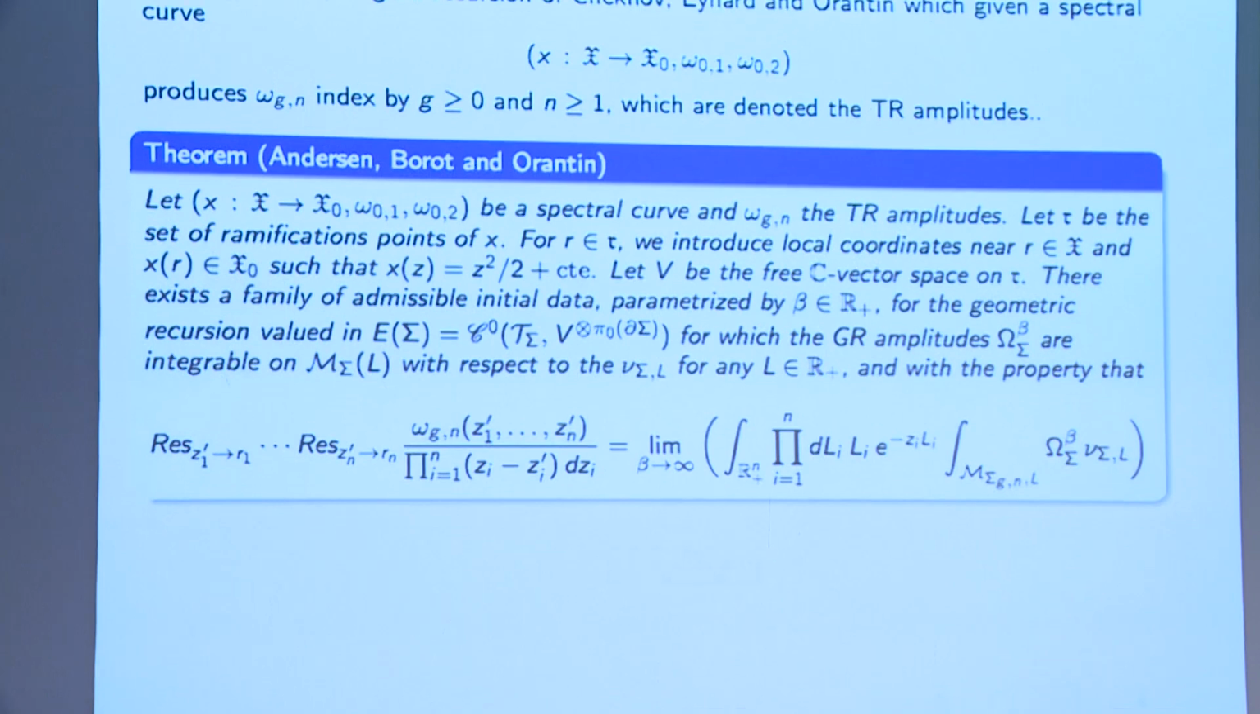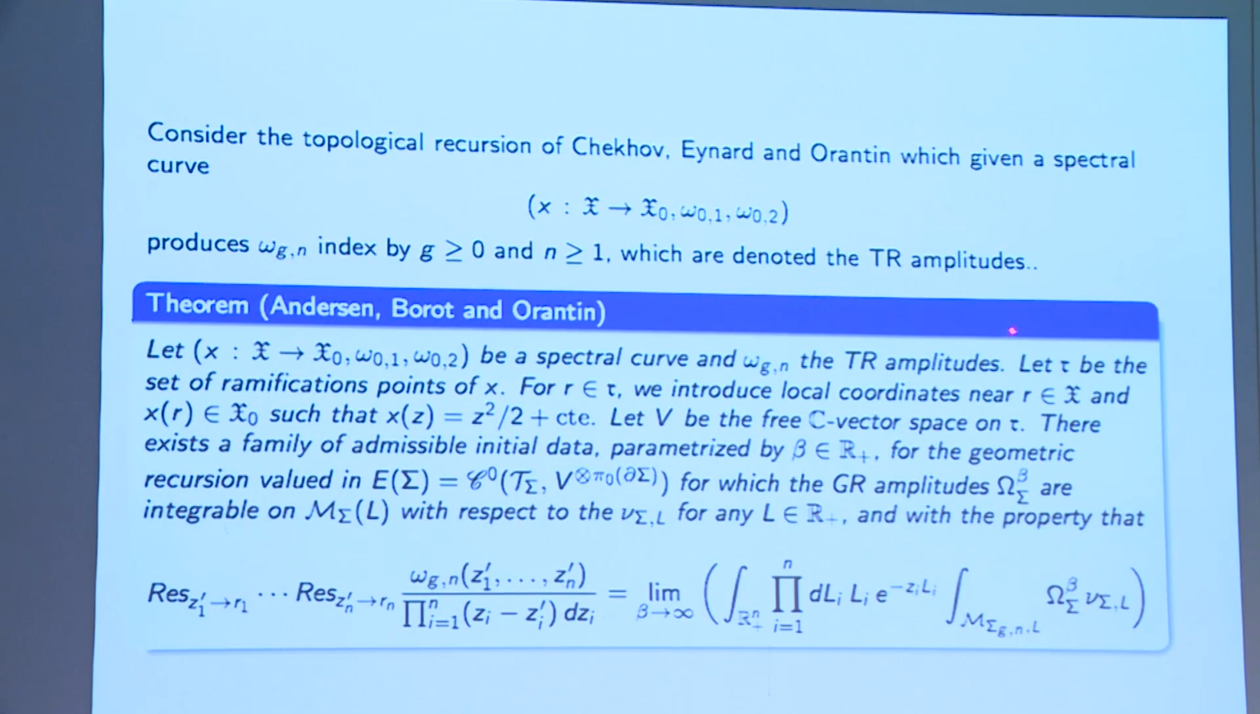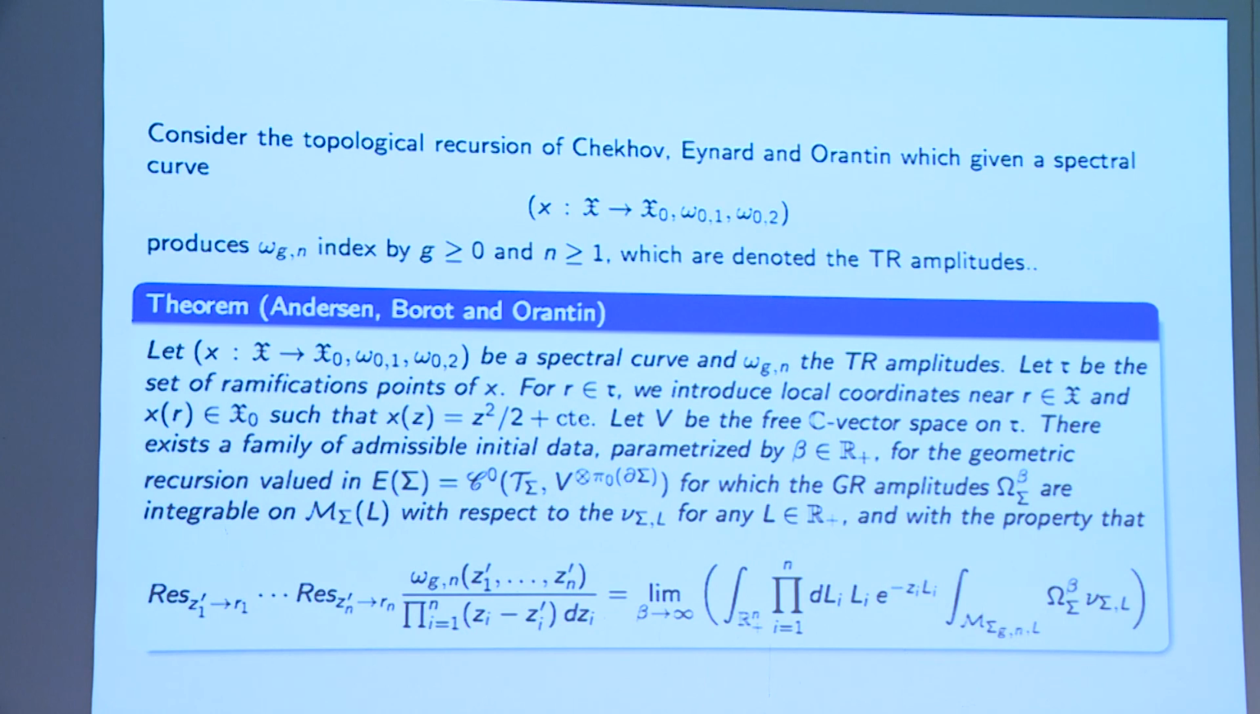if you look at this topological recursion, as Bertrand was explaining to us, it takes a spectral curve and a one-form and a two-form, and then you can produce out of this these forms that are indexed by G and N. And the point about how it's related to geometric recursion is the following. If you start with any spectral curve which is ready to be applied, you're ready to apply topological recursion to, then you look at the set of ramification points for X, and you consider the standard set of coordinates around each of the ramification points. Now you take V to be the free C vector space on the ramification points.